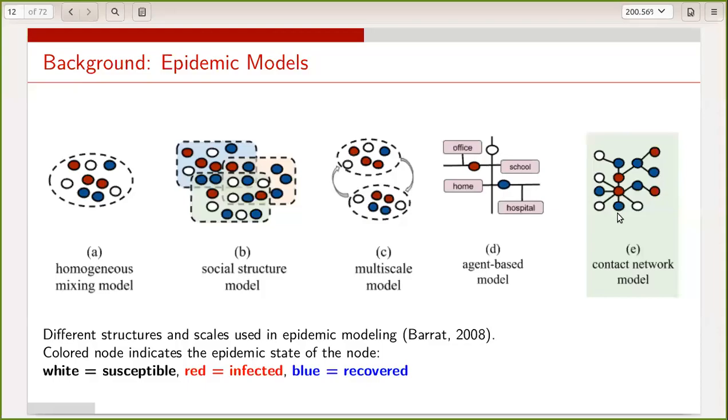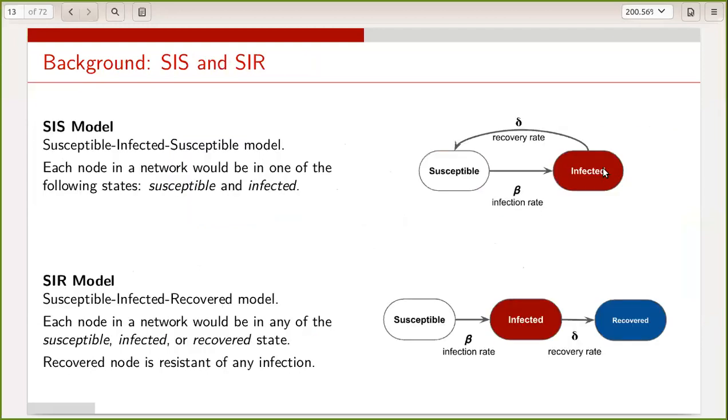This is the case on the online social network. In the online social network, we can see that, for example, some users are already infected by a hoax, and the blue one is the one that has already realized that the hoax is actually a hoax, right? So this is the structure of the epidemic model that takes place in this presentation.